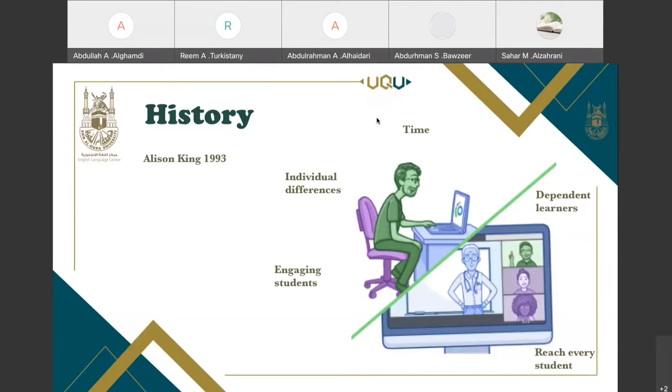Another problem: reaching every student. How can I reach every student? How can I explain again and again for every student? How can I be with my student at home to explain this? Another part is interaction. This is a very important aspect of language teaching.